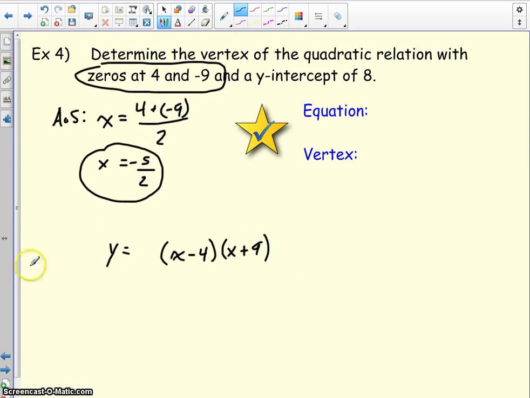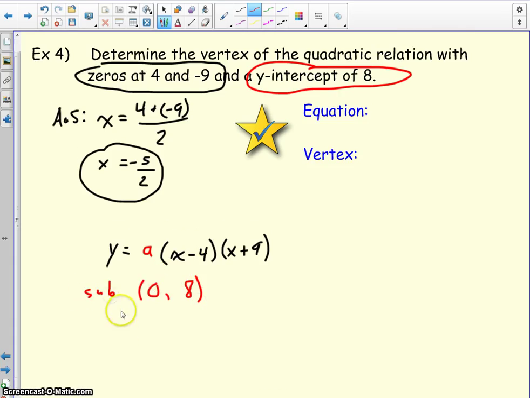So this is how I'm going to start with my factored form, but remember, I always have to find my a value out here, because while there's infinitely many quadratics that have these two x-intercepts, 4 and negative 9, there's only one that's also going to have a y-intercept of 8. Okay, and we're actually going to use that y-intercept of 8 to help us find that a value. So if the y-intercept is 8, that means the x value, because it's the y-intercept, will be 0. So we're going to sub that into the equation for x and y and solve for a.